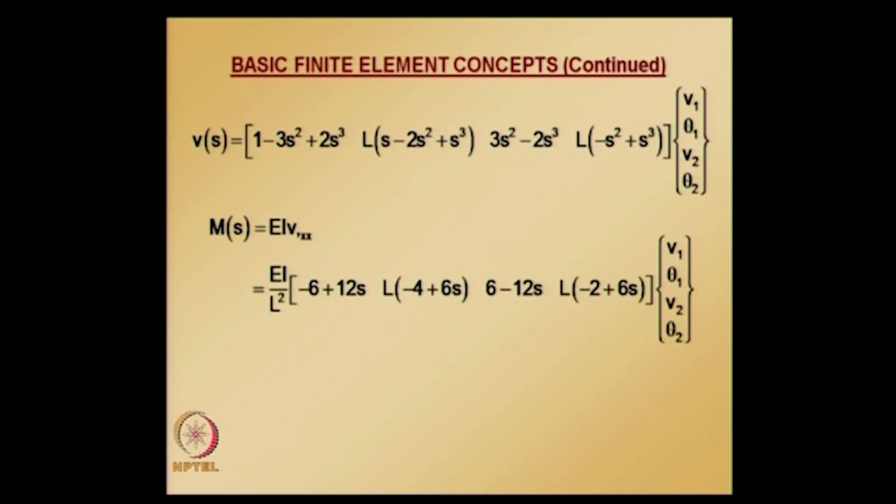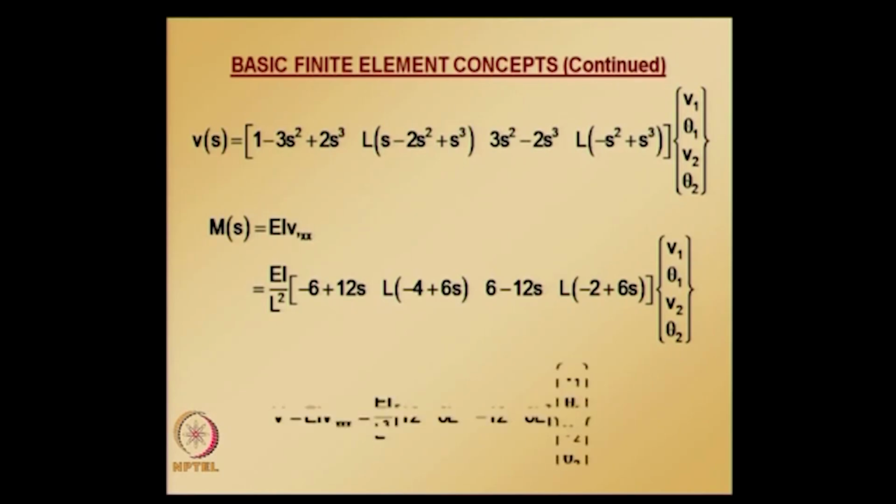And similarly, moment can be obtained using this equation. We already know that moment is nothing but EI times the second derivative of transverse displacement. So taking the derivative of the displacement equation twice with respect to x and multiplying with EI, we get this, and we can find the value of moment at any point along the beam length by varying s from 0 to 1.